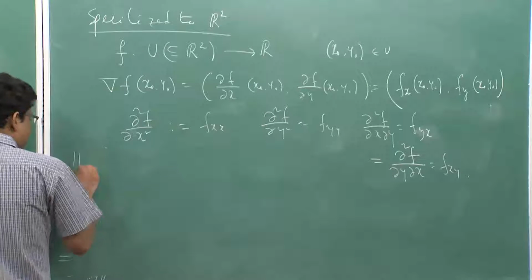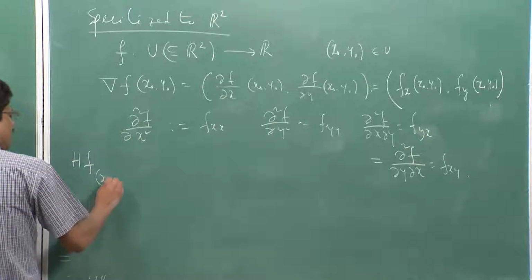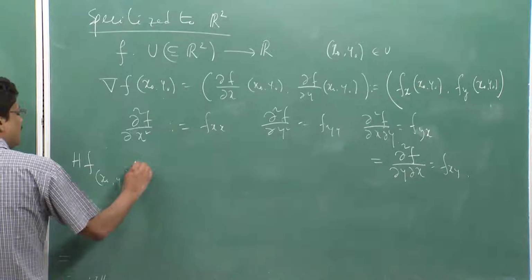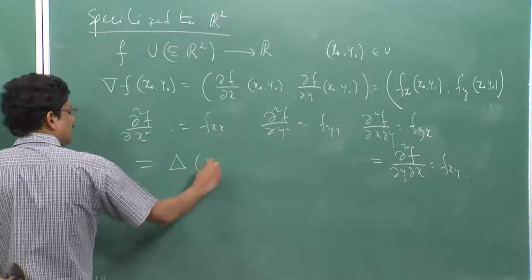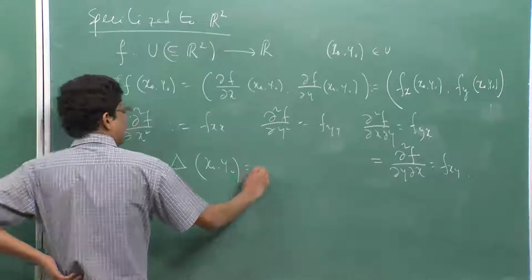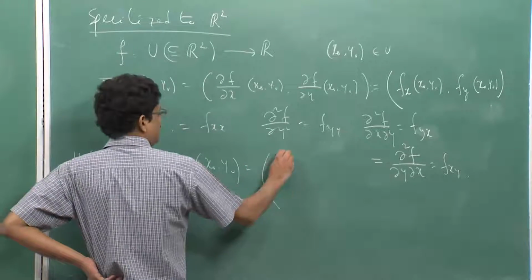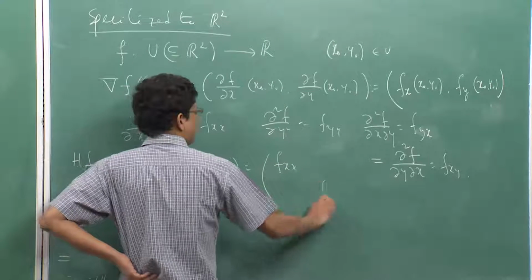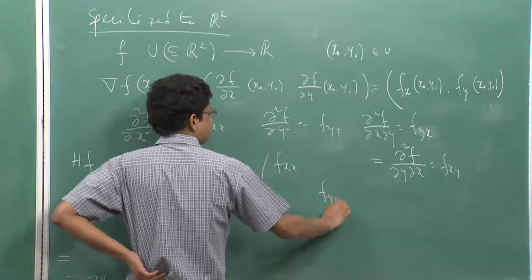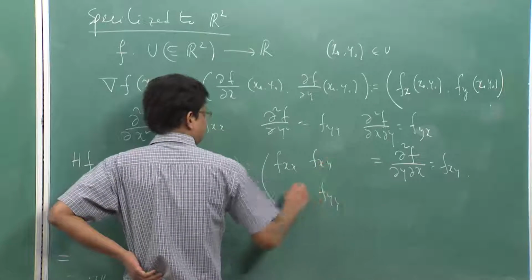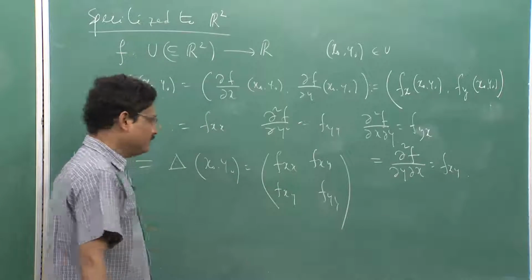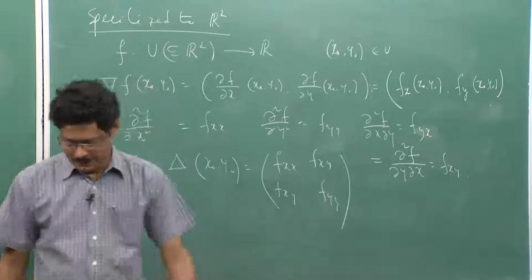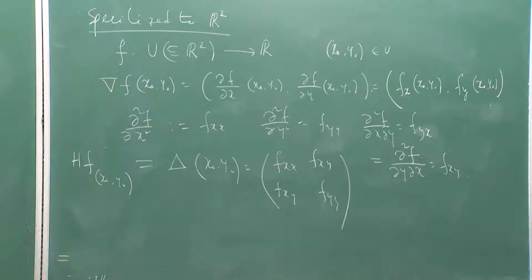And this Hessian matrix at (x naught, y naught) is usually again denoted by delta (x naught, y naught), which will be equal to, now in this notation, assuming second order partial derivatives are continuous, so that the matrix is symmetric. Okay.